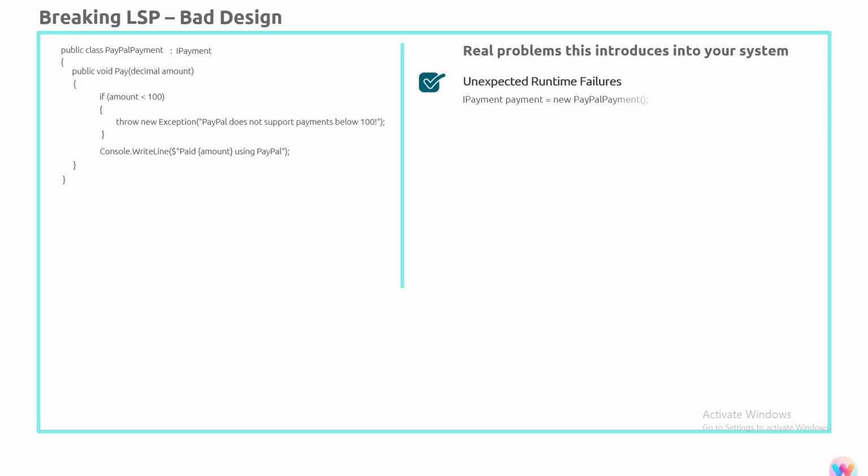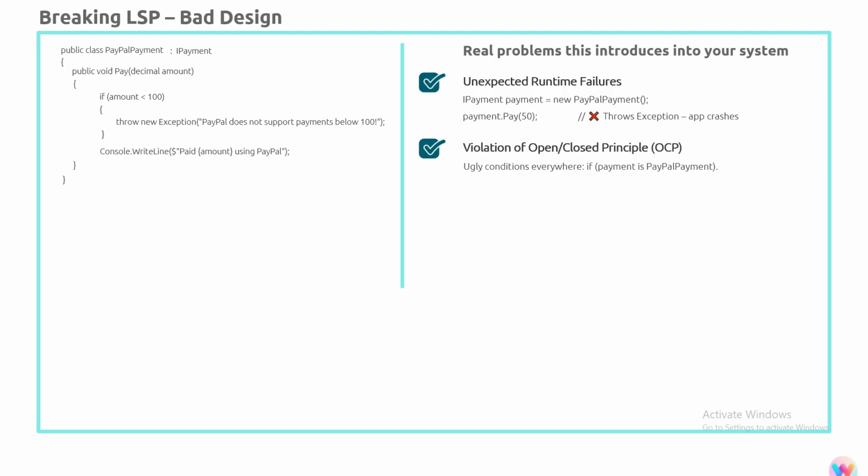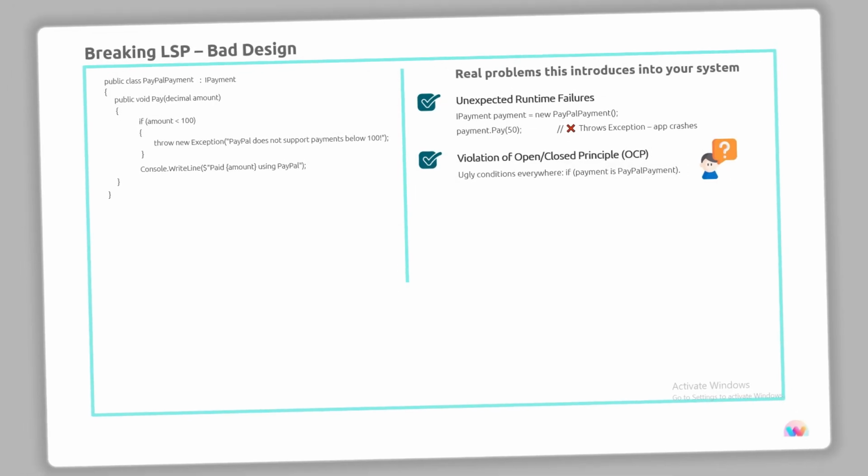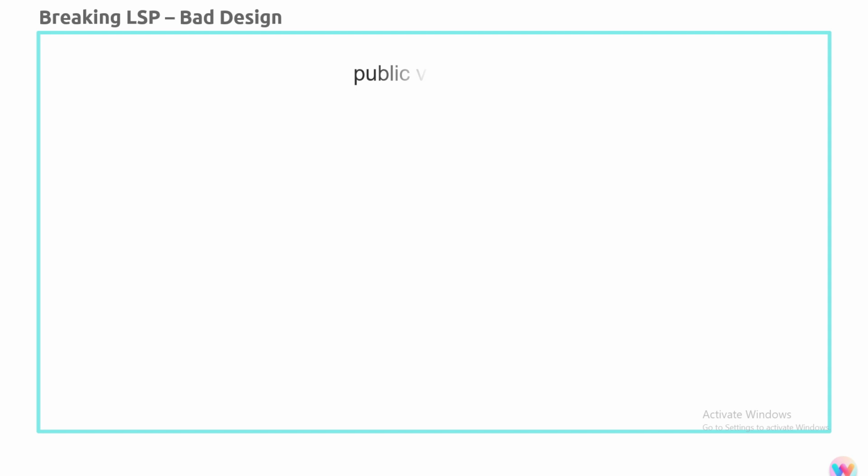Unexpected runtime failures. Your checkout flow might randomly break for customers just because you swap one payment type. Violation of open close principle. Now you need ugly conditions everywhere, right? By the way, did you get what I meant by ugly conditions? Let me explain. How do you typically call the pay method?